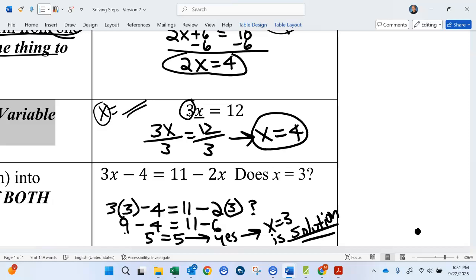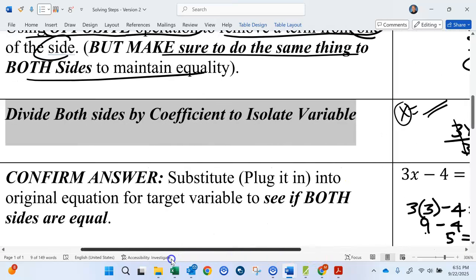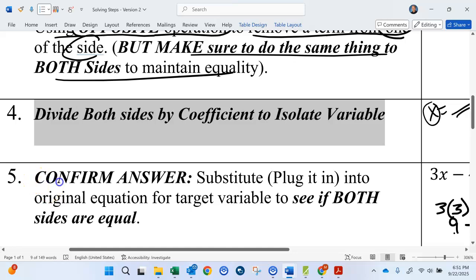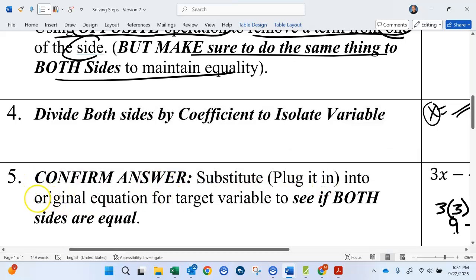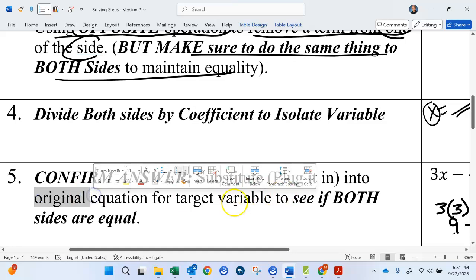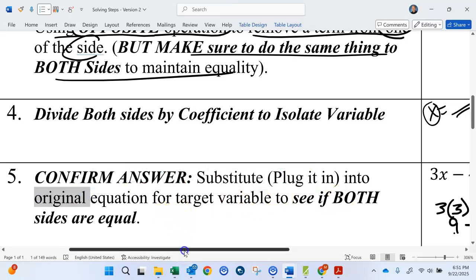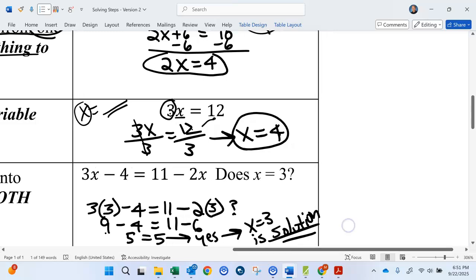3 times x, the opposite is divide. So we divide, it goes away, but we have to divide this side too. And 12 divided by 3 is equal to 4, and we have a solution, okay? So the next final step is you want to confirm your answer by substituting or plugging it into the original equation and see if both sides are equal, to see if we get a true statement.